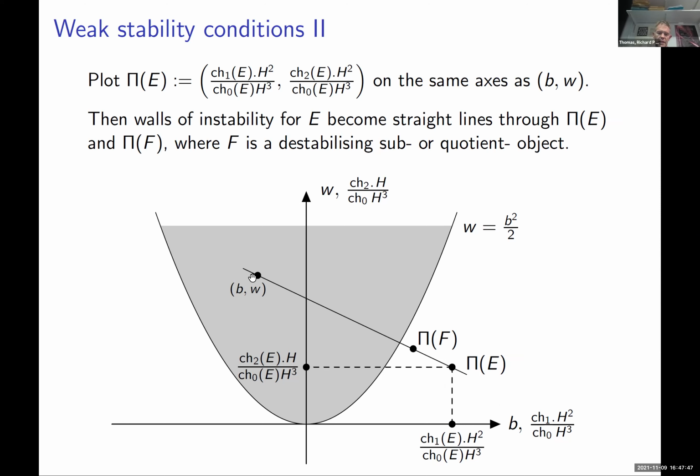And then if you move B and W, just below this line or just above, it will lie in a chamber where stability doesn't change as you move within this chamber. Nothing remains stable or unstable. Nothing changes. And then you'll cross other walls. Okay, so this is the picture.